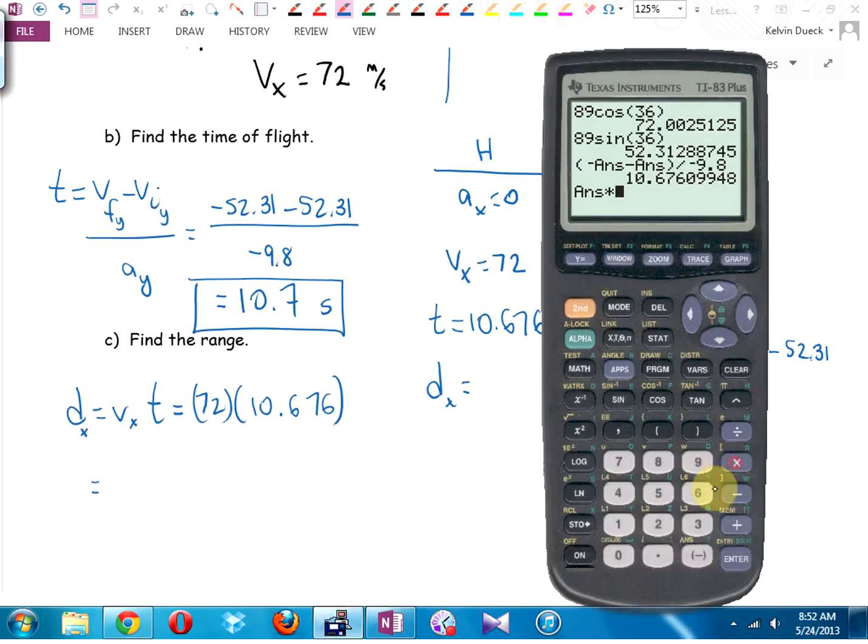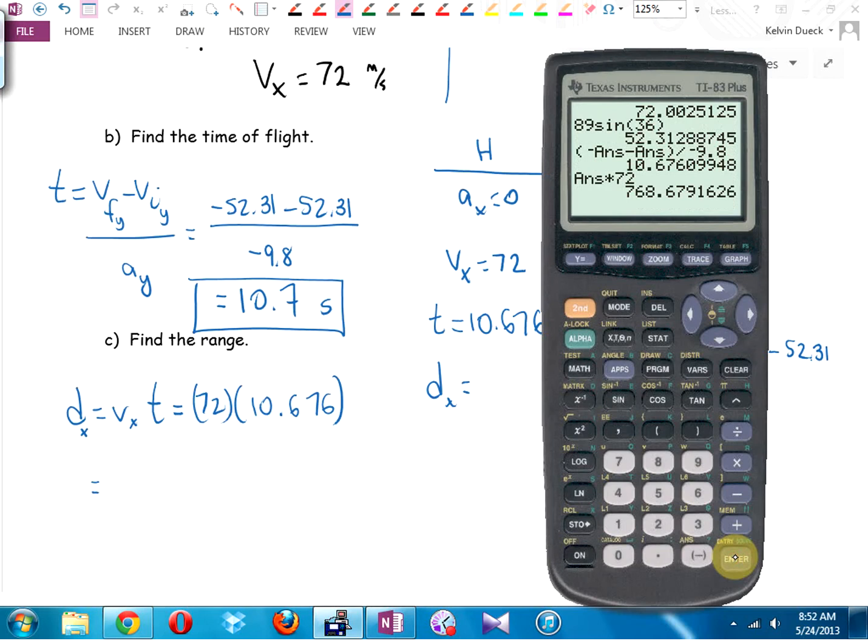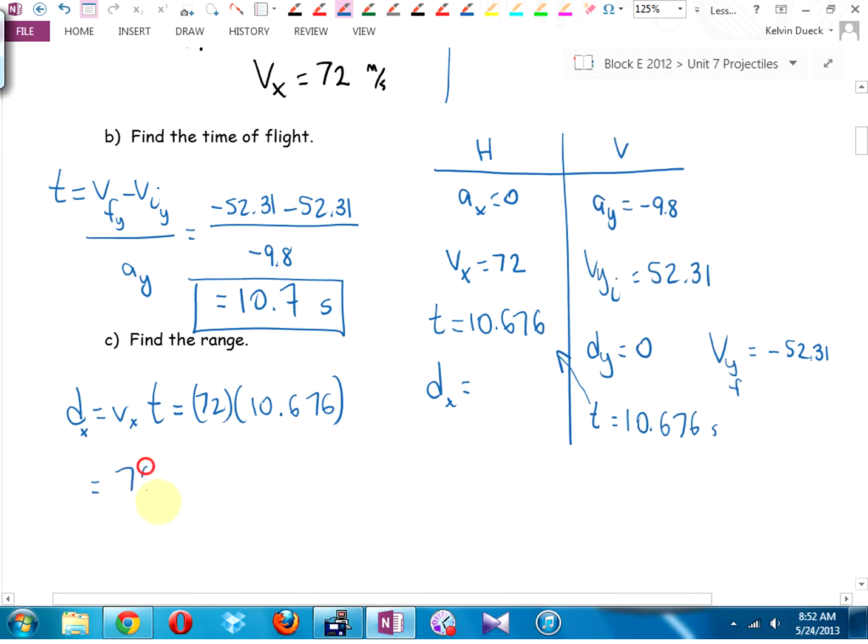That number times 72. And I get, whoo, boy, if that was a football player, that's a cannon of an arm. 769 meters. Basically 3/4 of a kilometer. Can a human being throw that far? No. This was some kind of a cannon, artillery.